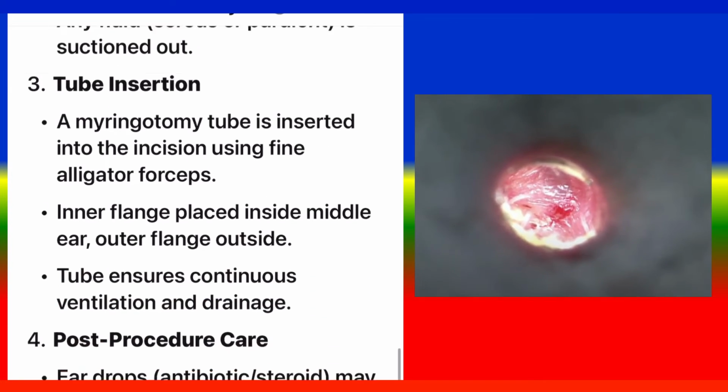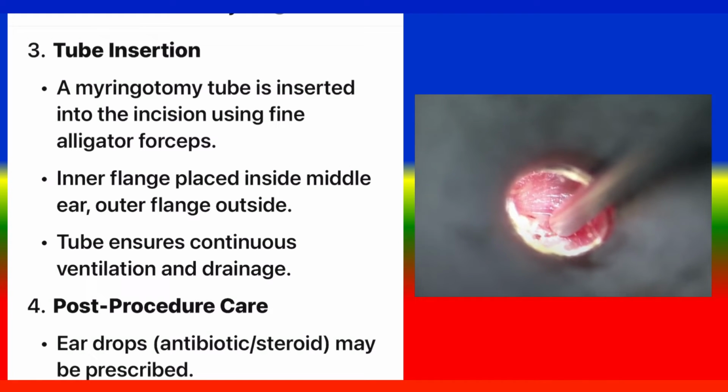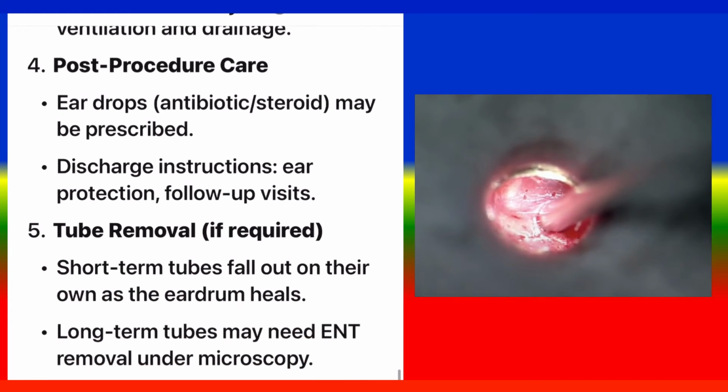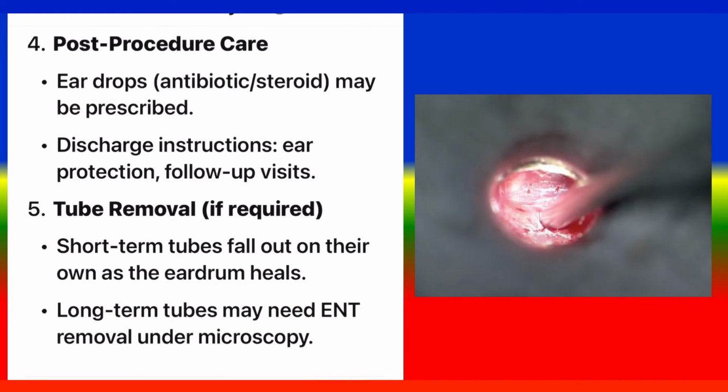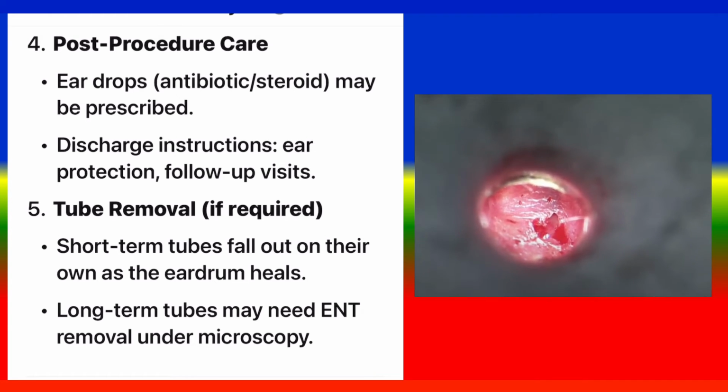3. Tube insertion. A myringotomy tube is inserted into the incision using fine alligator forceps. Inner flange placed inside the middle ear, outer flange outside. The tube ensures continuous ventilation and drainage. 4. Post-procedure care. Ear drops, antibiotic or steroid, may be prescribed. Discharge instructions: ear protection, follow-up visits.